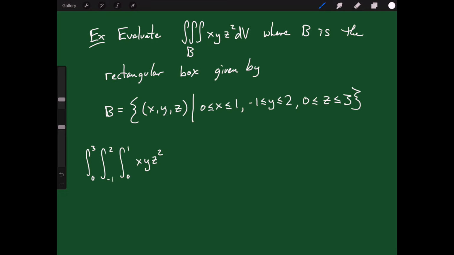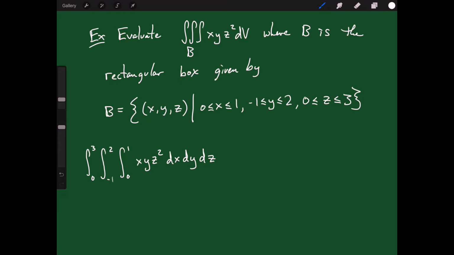And I said 0 to 1 was the x direction, so this is dx. Negative 1 to 2 was the y direction, so dy. And 0 to 3 was the z direction, so dz. Okay, so now we've set up this integral over this box, and now we just need to go ahead and integrate.